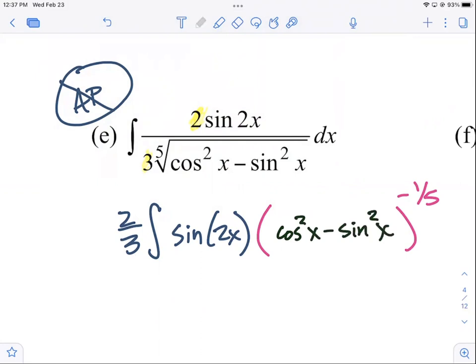So I'm guessing the outer function, since the second factor is the more complicated of the two, is going to be blob to the negative 1/5, which means the inside function then has got to be cosine squared minus sine squared. Well, what's the derivative of cosine squared minus sine squared? Is it sine of 2x?